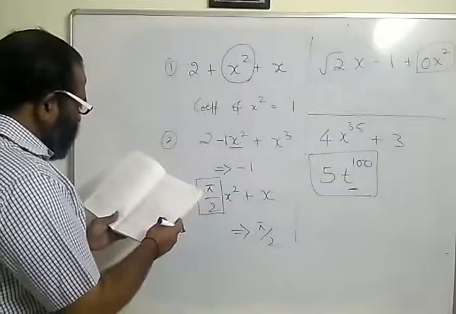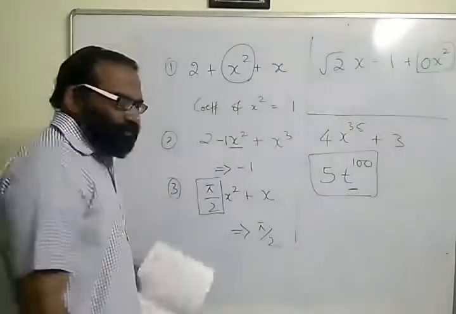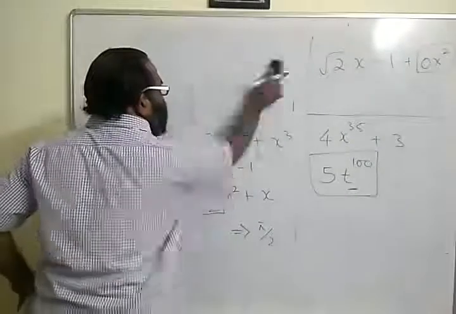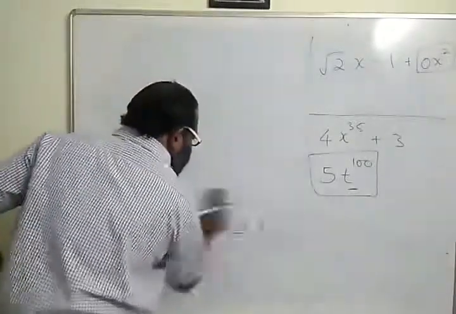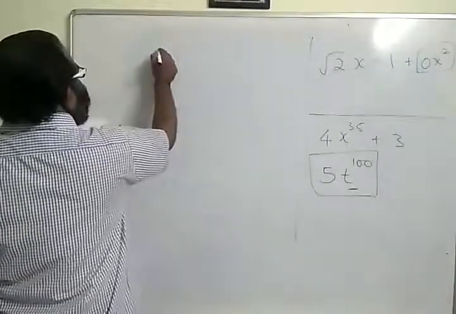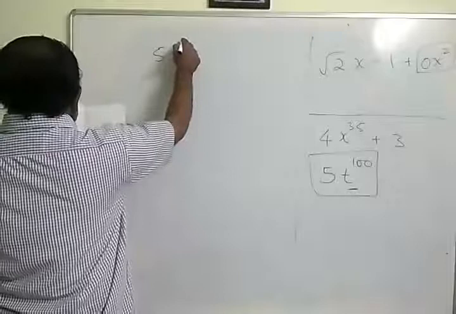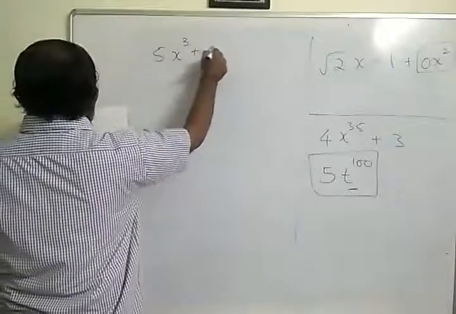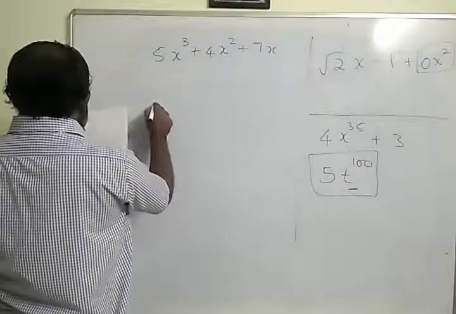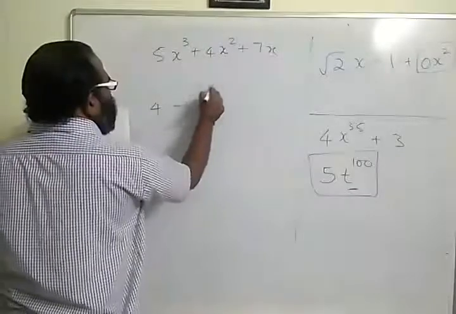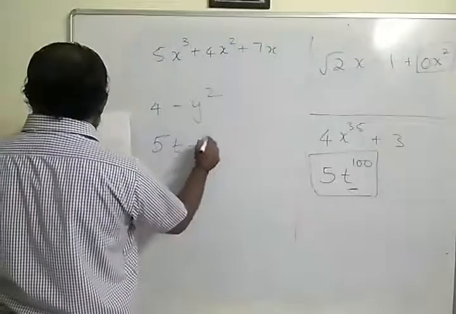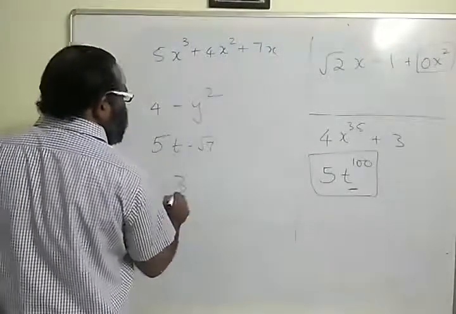So the next question. Write the degree of each of the following polynomials. Let me write all the questions. So 5x cubed plus 4x squared plus 7x. Second one, 4 minus y squared, 5t minus root 7 and 3.